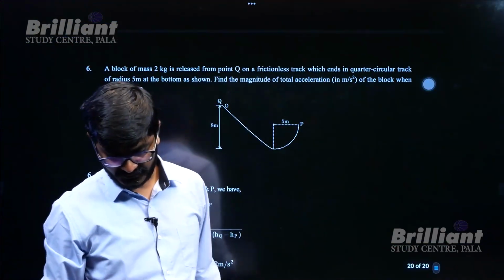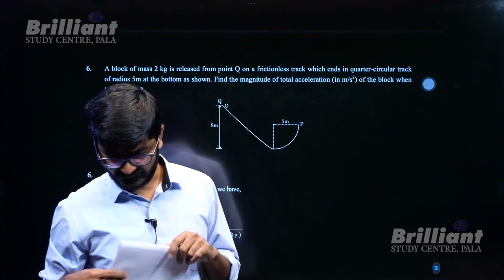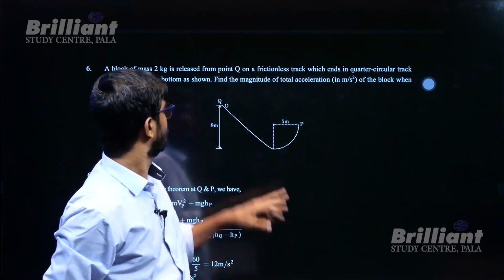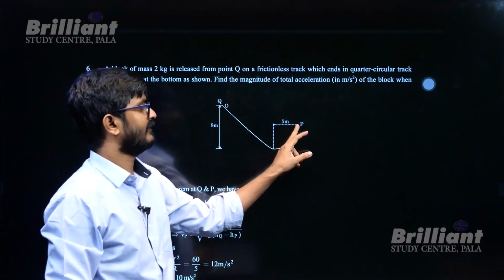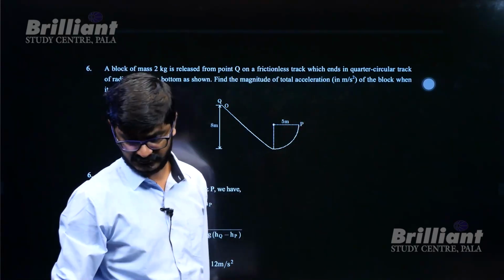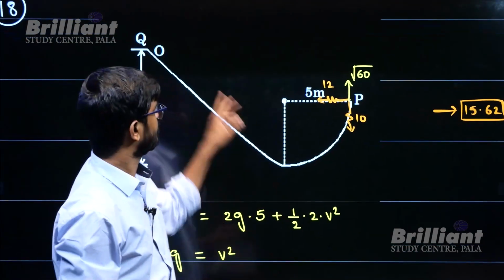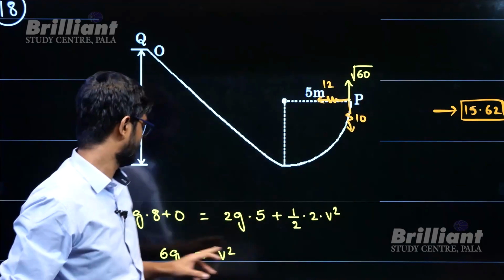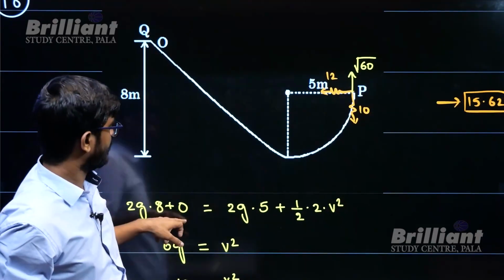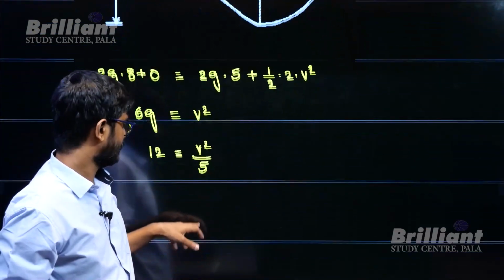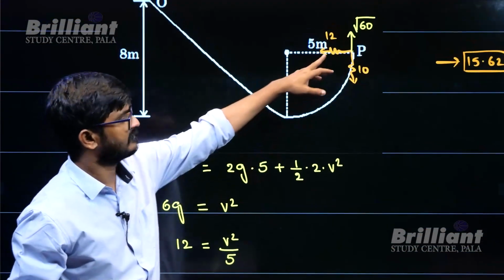A block of mass 2 kg is released from point Q on a frictionless track. You need to find the acceleration when the block arrives at P. When it goes from here to here, it will be having some speed in this direction, okay? Now how to find that speed? I can use energy conservation. Initial potential energy plus kinetic energy equals final potential energy plus final kinetic energy. I will be getting that velocity, it's root 60, okay, fine.